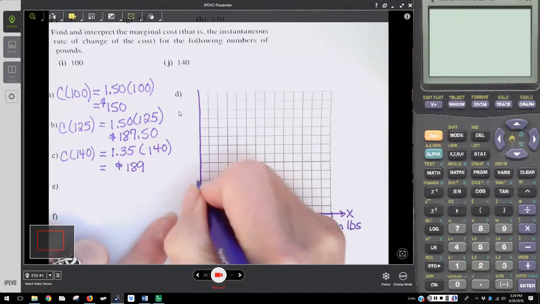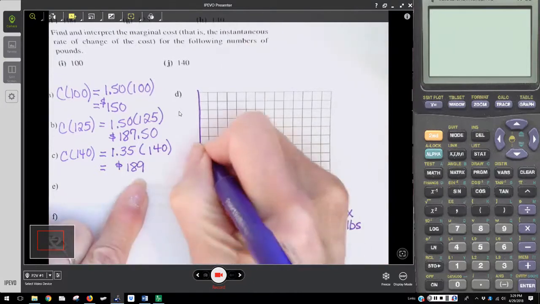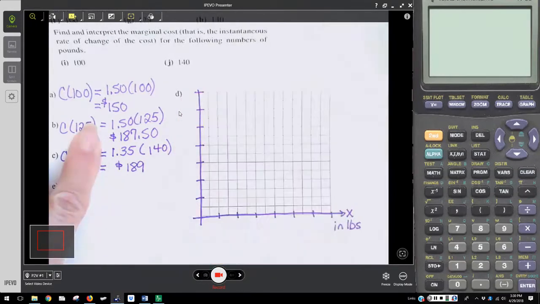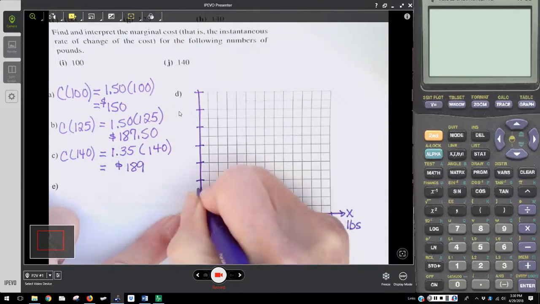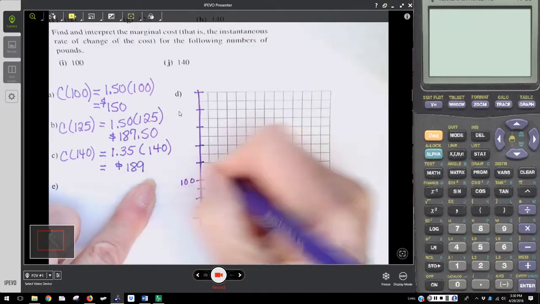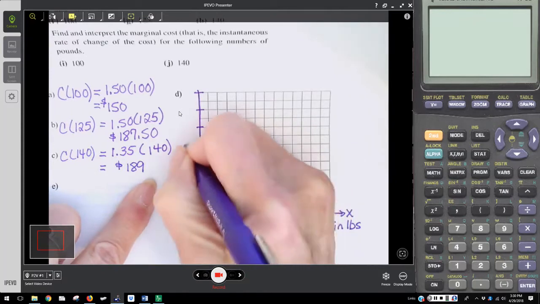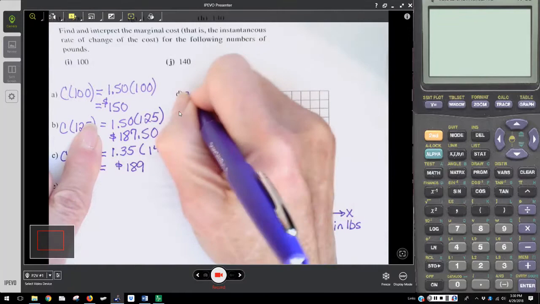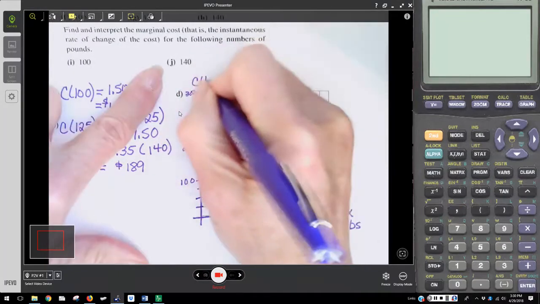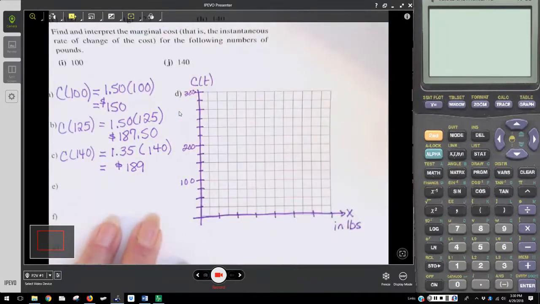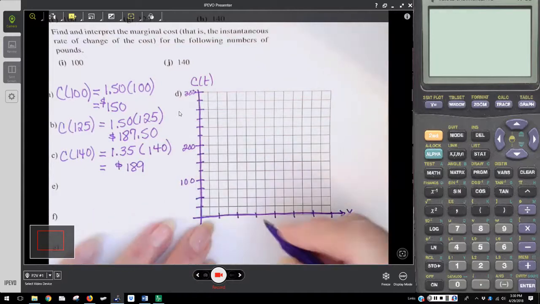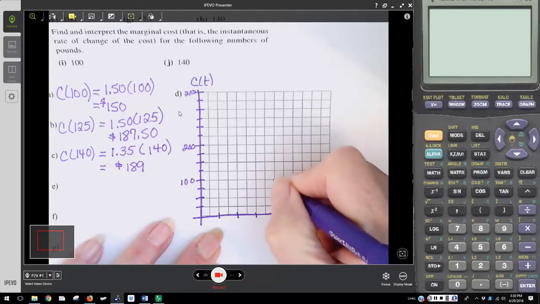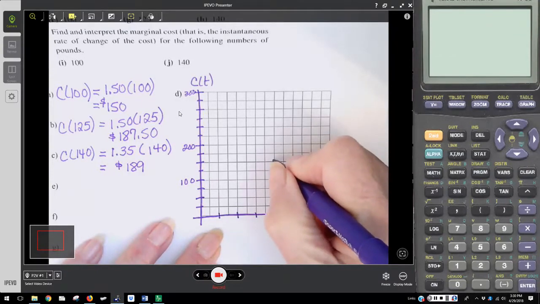So here's 25, 50, 75, 100. That's not going to be enough, so I'm going to change this and say this is 25, 50, 75, 100, 200, and this would be 300. So at 100 pounds, the cost is $150. And we're going to go up to 150, which is going to be about here.